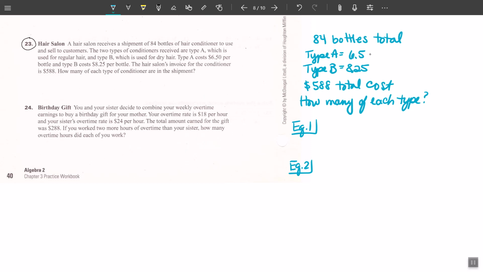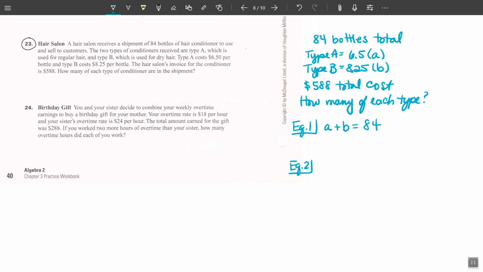For type A, we need to assign some variables. So type A, I'm just going to call A, and type B, I'm going to call B. That'll be the number of bottles that we bought there. So A represents the number of bottles of type A, B the number of type B. If you write down A plus B equals 84, that represents the number of bottles.